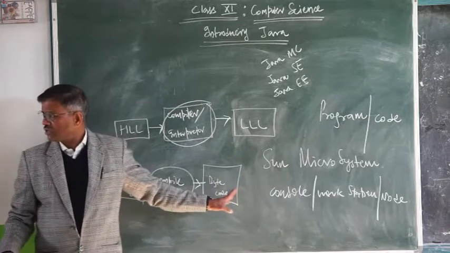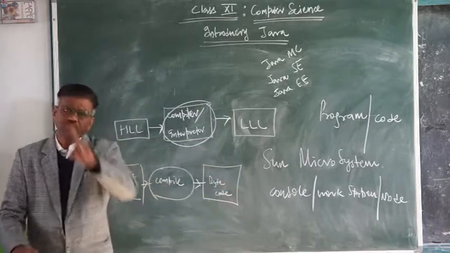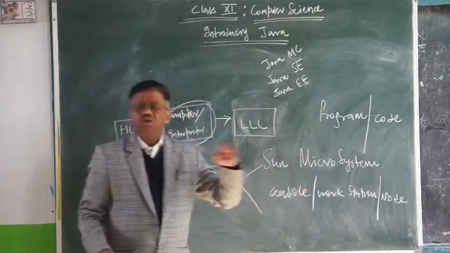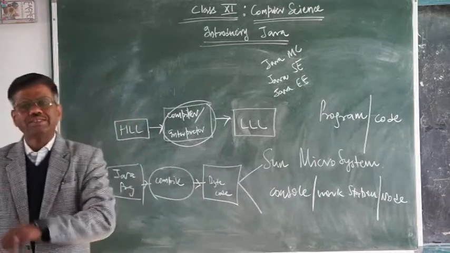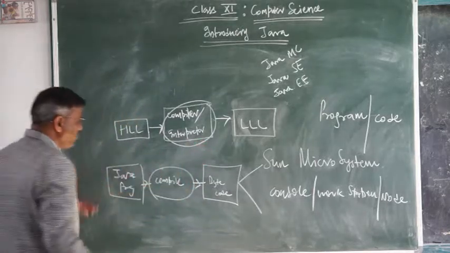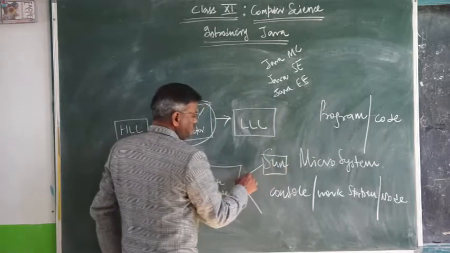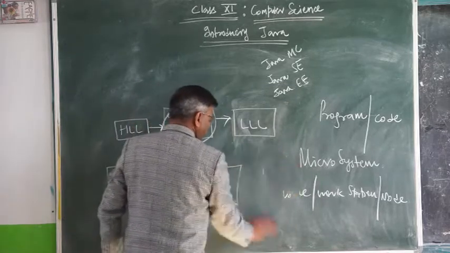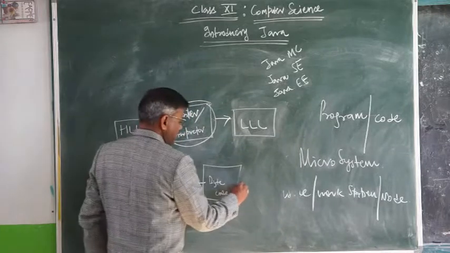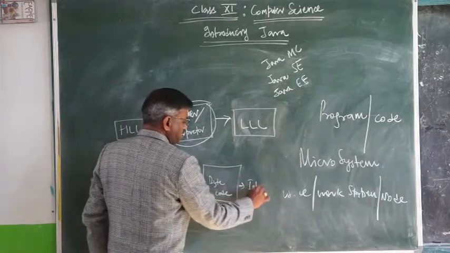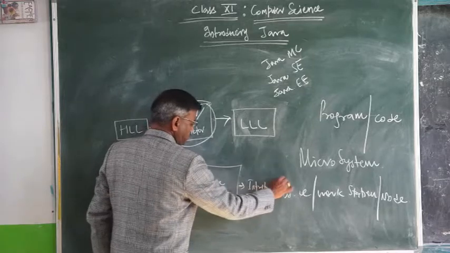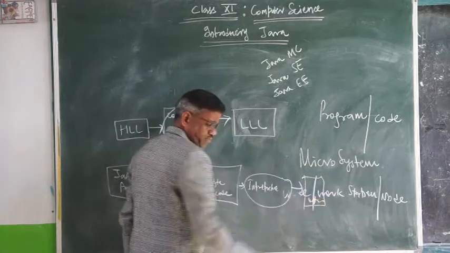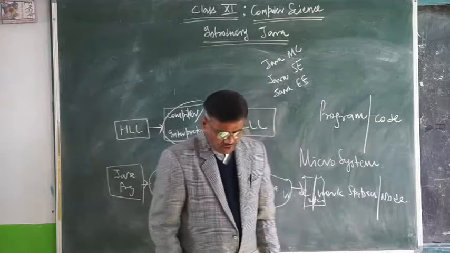Why do we use this technology? We use it for one reason: it is platform independent. This byte code can be used in Unix, Xenix, Windows or Linux, on any platform. Afterwards, you interpret it. If you are using Windows, you interpret it. If you are using Linux, you interpret it. That's what we call platform independent. Once you have the byte code, it gets interpreted, and then you get the desired output.